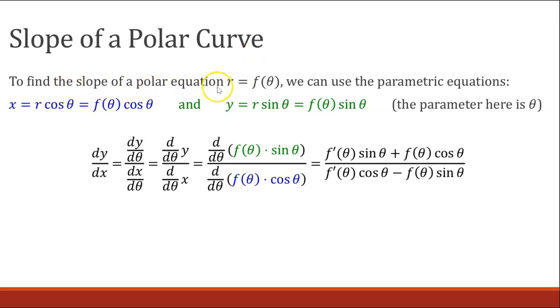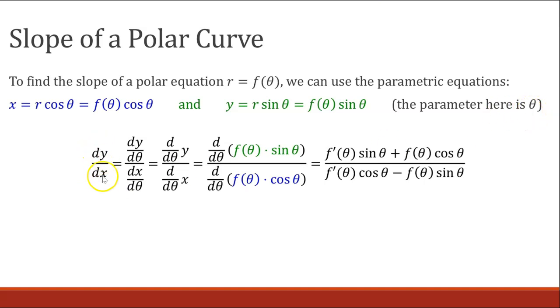To find the slope of a polar equation, r equals f of theta, like the one we just graphed, we can use the parametric equations x equals r cosine theta. And if r is f of theta, this becomes f of theta times cosine theta. And then y is r times sine theta. Again, r gets replaced with f of theta, so f of theta times sine theta. So the parameter here is theta. When we looked at parametric equations, it was often t, but here the parameter is theta.